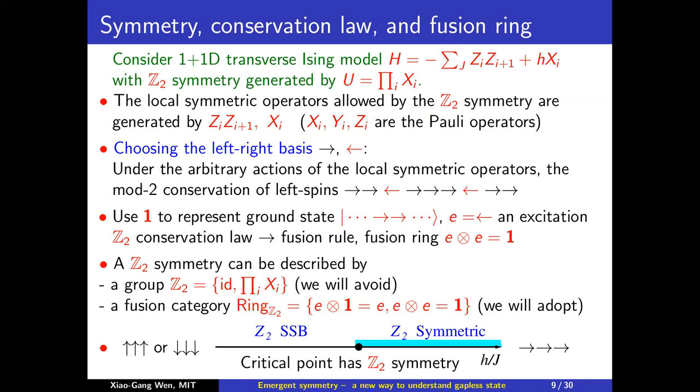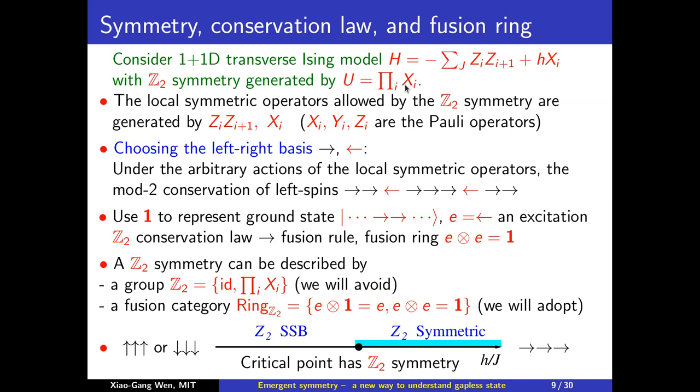Now I try to describe an example to see how this connection may happen. The example I give is a very simple one plus one dimensional transverse field Ising model. The X, Y, Z is just a conventional notation for the Pauli matrices. We have the Z spin nearest neighbor coupling, and we have a magnetic field in the X direction. That's the transverse field Ising model. It has a symmetry, generated by the product of the Pauli X operators, which flips spin up to spin down. So this is a spin up to spin down Z2 symmetry.